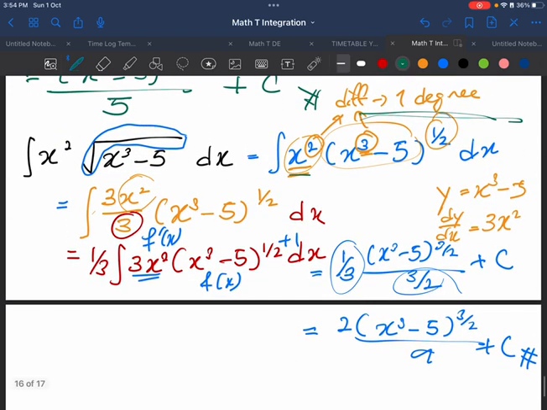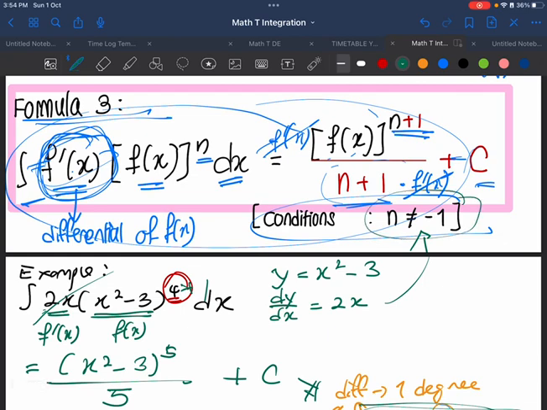Alright, in this video we are looking at n not equal to -1, so in the next video I will explain about logarithms when n is equal to -1.